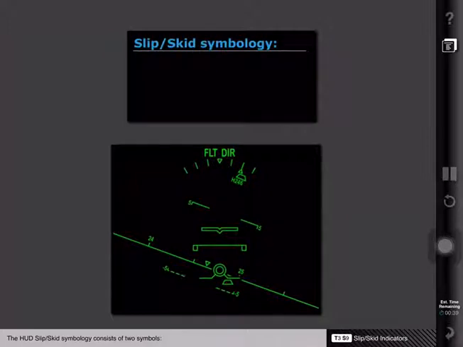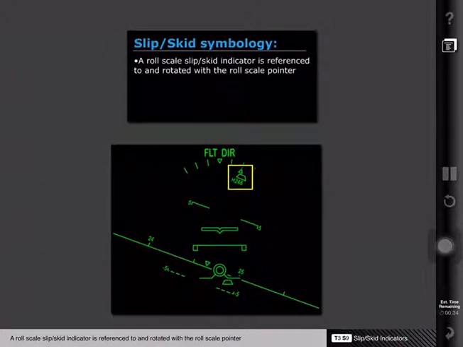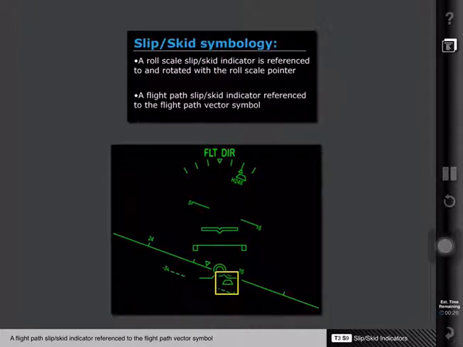The HUD slip-skid symbology consists of two symbols. A roll scale slip-skid indicator is referenced to and rotated with the roll scale pointer, and a flight path slip-skid indicator referenced to the flight path vector symbol. The flight path slip-skid indicator is only displayed during a takeoff or a low-altitude go-around, providing additional yaw reference in the case of an engine failure. At low altitude, the sensitivity of the slip-skid indicators is enhanced to provide additional awareness.